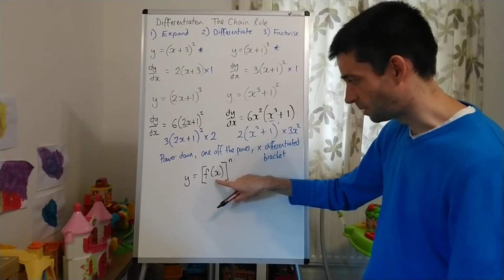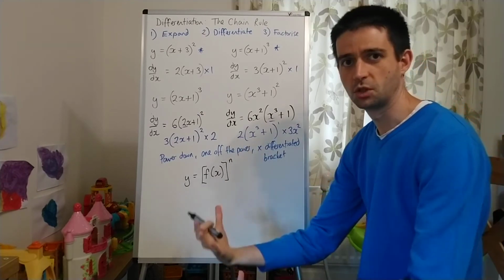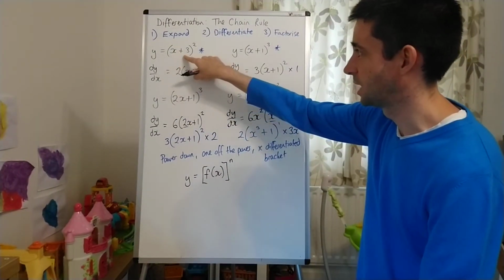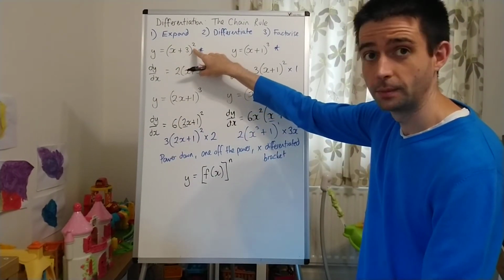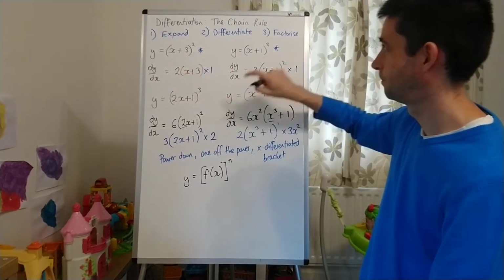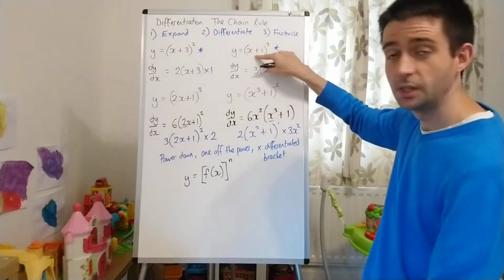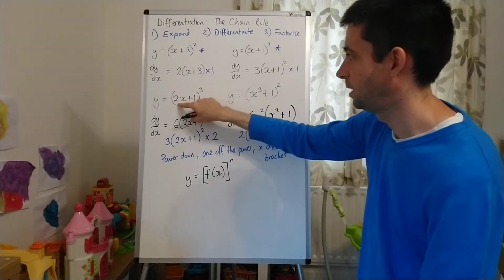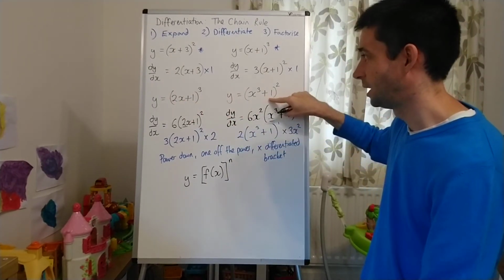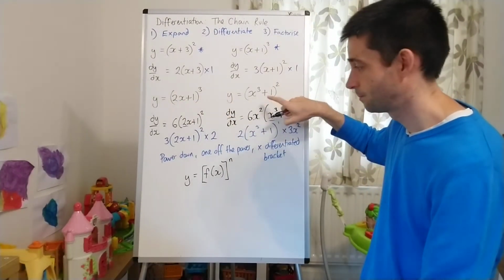So in each of these examples, a function of x is just something with x. So in this case, it's x plus 3 to a power. So this bit is the function of x. Here, x plus 1 is the function of x. Here, it's 2x plus 1. And here it's x cubed plus 1.